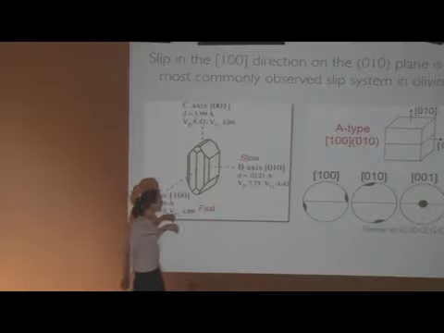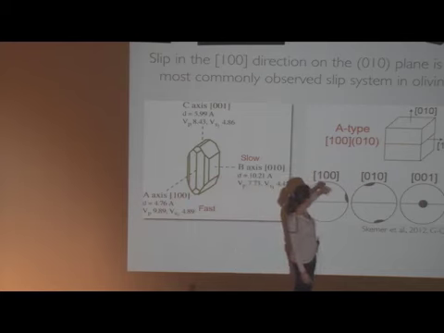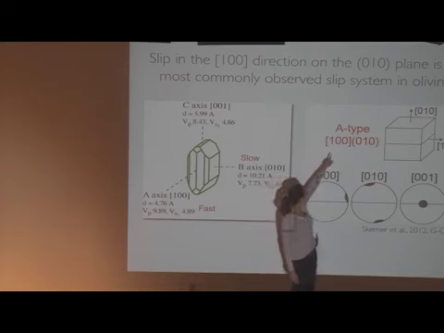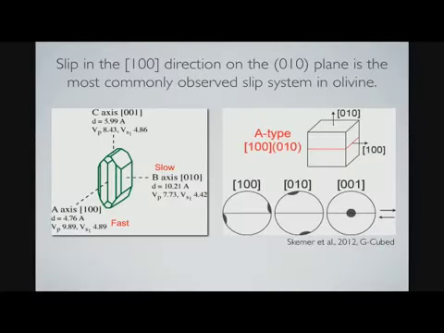So in this case, what I'm showing here is what we often call the A-type slip system, also called easy slip for olivine. And another way to talk about it is actually identifying what that slip system is. So this terminology, [100] with the square brackets, indicates the slip direction. So it is slipping in the [100] direction, or the A-axis direction. And then the (010) indicates the slip plane. So the plane that it is slipping on, outlined in red, is the (010) plane.